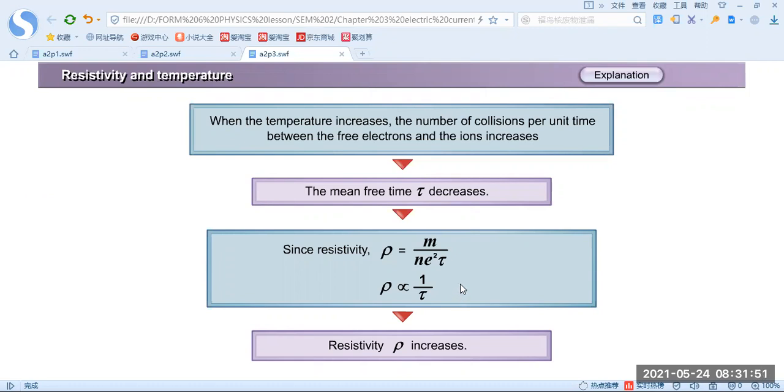So this means that when the time increases, the temperature will increase with the time, right? The longer the time the conductor is exposed to the current, the more the temperature will increase. So time increase causes the temperature to increase, and temperature will cause the resistivity to increase. When the temperature increases, the number of collisions per unit time between the free electrons also increases. Now, from here, we go to the next slide.